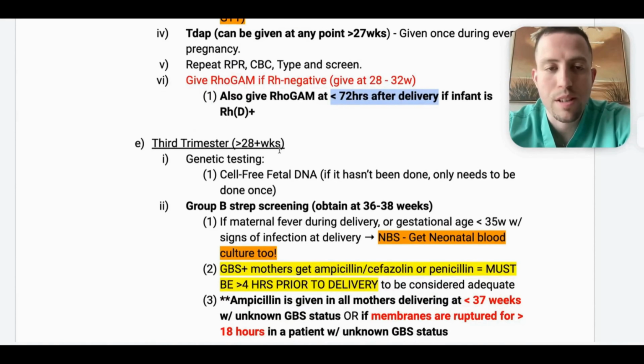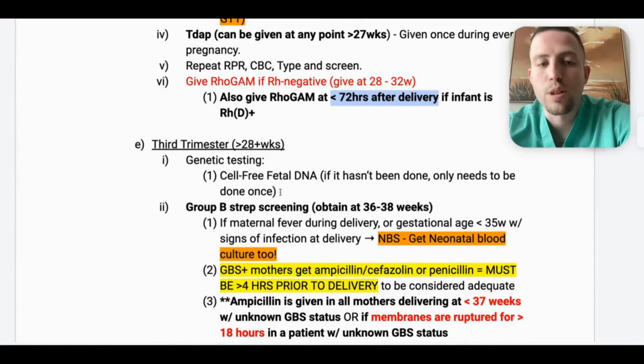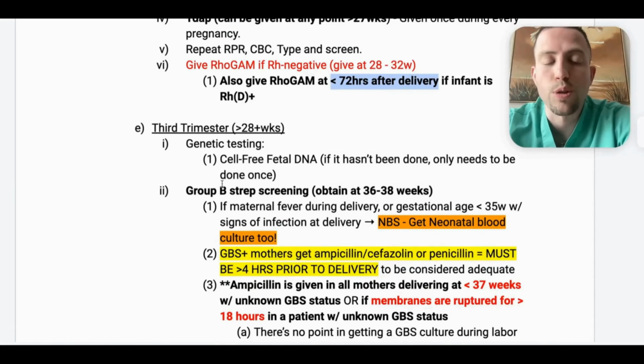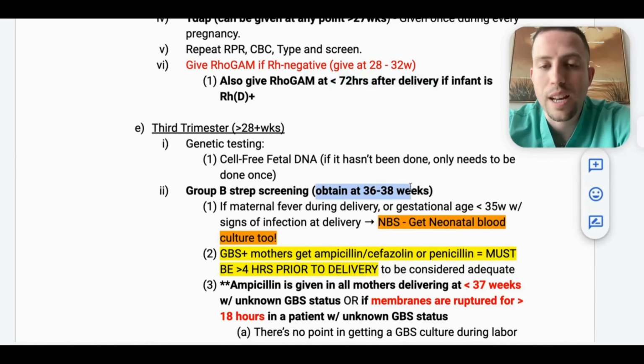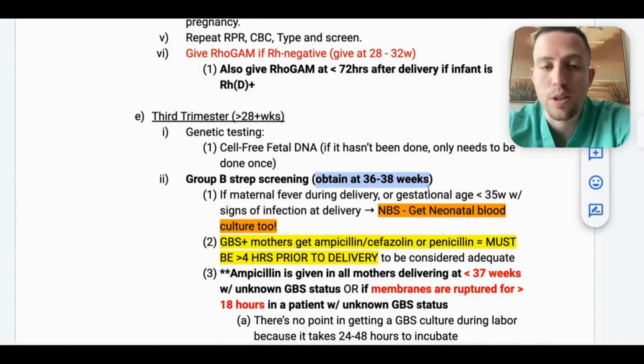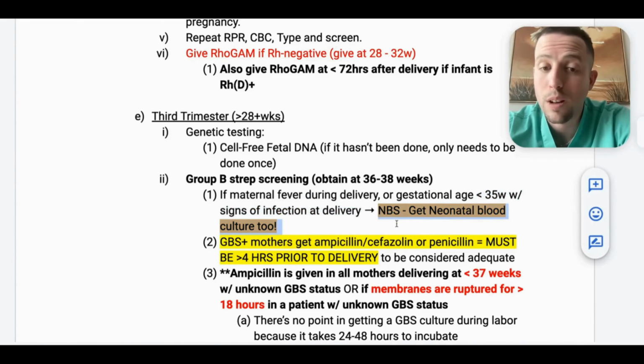For the third trimester from 28 weeks and up, you would do genetic testing, so cell-free fetal DNA if it hasn't been done yet. Remember, it only needs to be done once. And you also do group B strep screening, obtaining that at 36 to 38 weeks gestation. If the mom has a fever during delivery or the gestational age is less than 35 weeks with signs of infection at delivery, your next best step is to get neonatal blood cultures as well.